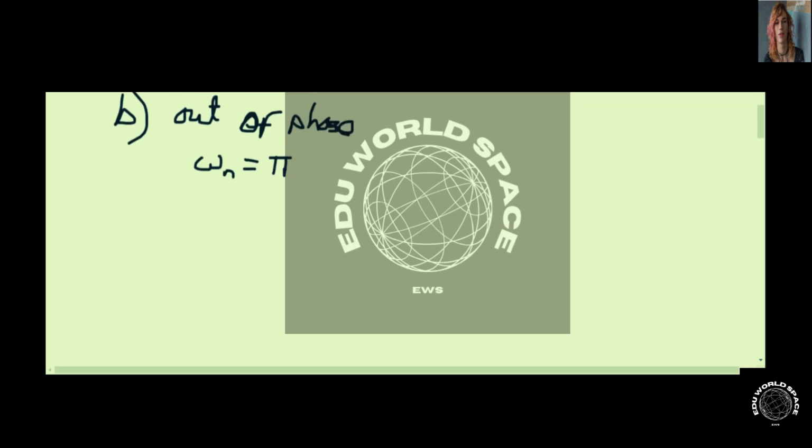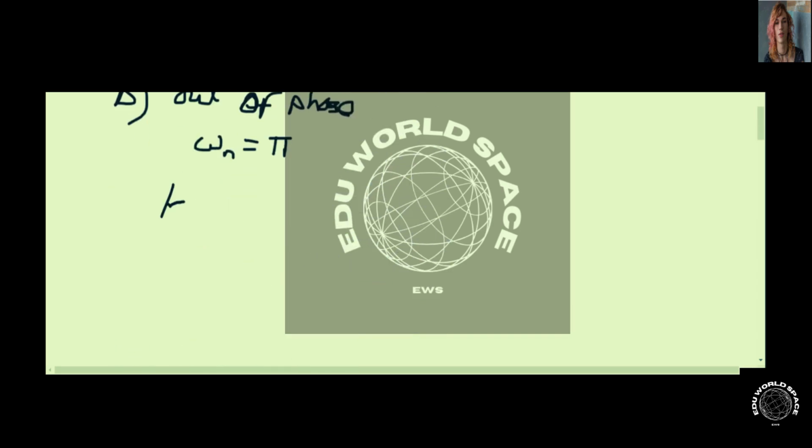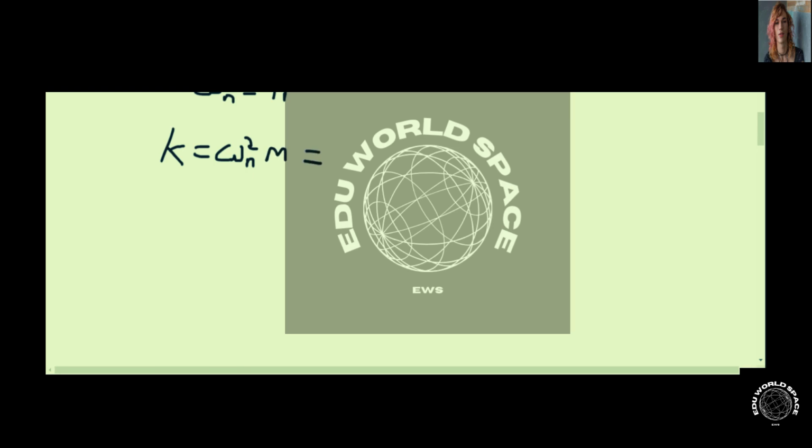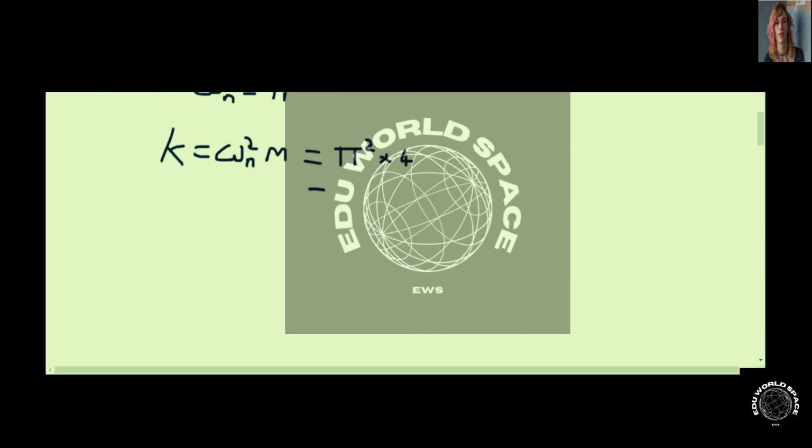So if we do the same thing, we have our spring constant k equal to omega n squared times m. And we do this, so now we have just pi squared times the mass, which is 4. We get our answer of 40 newtons per meter.